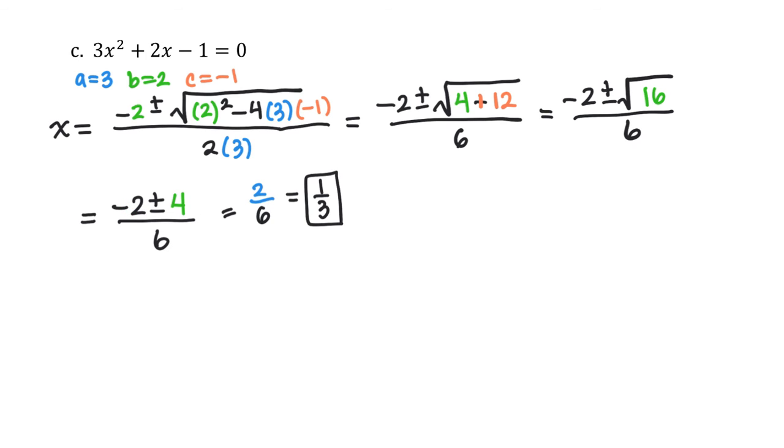Negative 2 minus 4 is more negative, so that's going to be negative 6 divided by 6. Negative 6 divided by 6 is negative 1. So my answers are 1/3 and negative 1, which means when you look back at the original problem, I could have factored this even though A is not 1. This could have been factored by grouping or the box method, but this method also works.